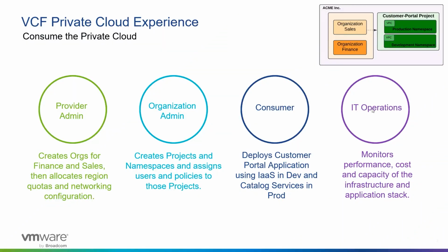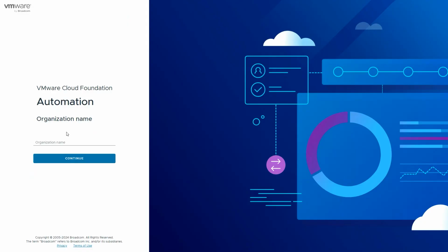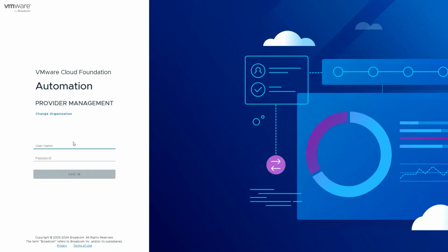So let's get started. On the screen, you can see we have 4 parts, and we will be focusing right now for this part one on the provider admin, who's going to create orgs and allocate region quotas and network configuration to these orgs. To log in as the provider admin, we can select the default system organization. That takes us to the provider management portal, and then we can log in as the provider admin.